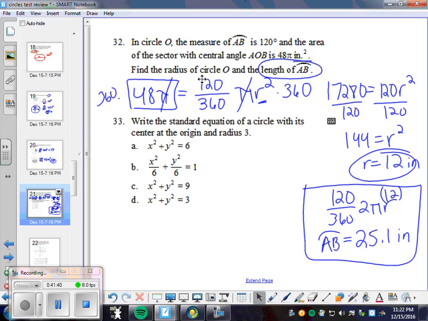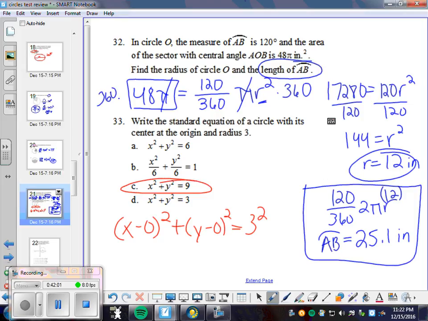Okay, write the standard equation of a circle with its center at the origin and radius 3. Okay, if your center is at the origin, that means you really got x minus 0 squared plus y minus 0 squared, and it's r squared, so 3 squared, so it's going to be 9. So that would be C. Okay? They gave you all the information, you just have to plug it into your equation, which is x minus h squared plus y minus k squared equals r squared. So don't forget that.